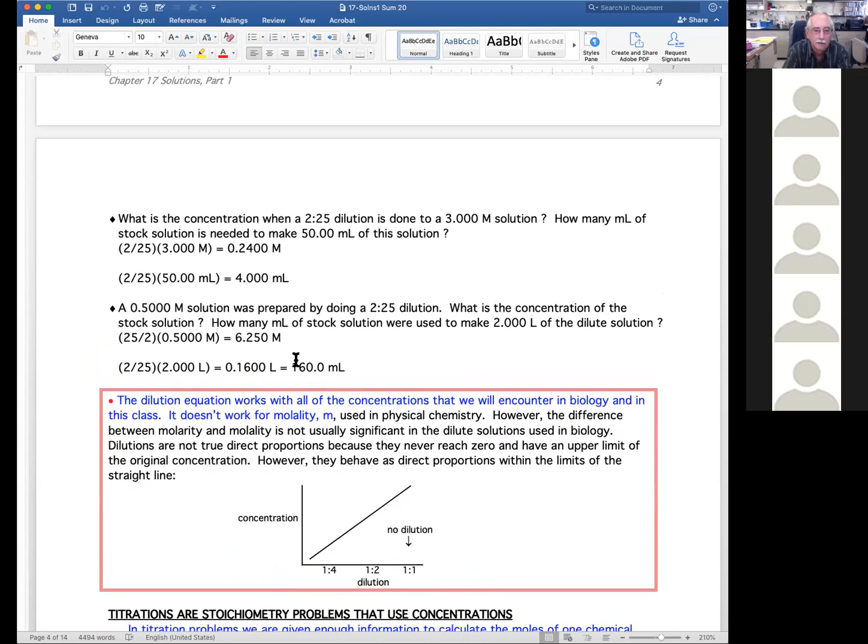Okay. So hopefully that's enough dilution problems. It's very difficult to find them on the internet or in a textbook.